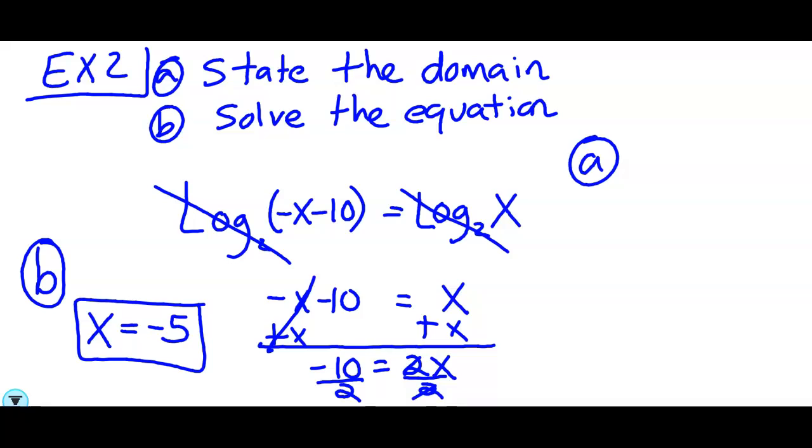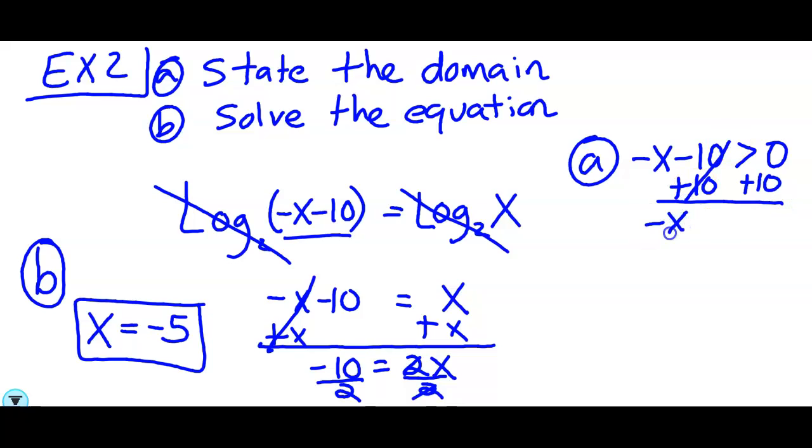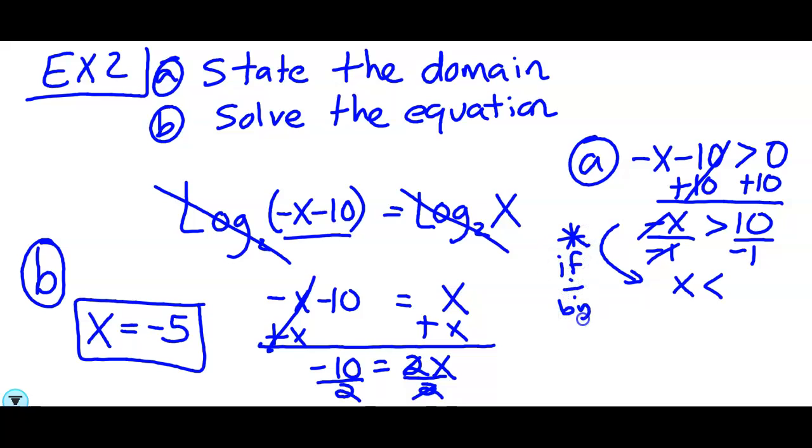So how do you find the domain? You take the argument, and you make it greater than 0, right? Do you guys remember what special thing happens when you divide by a negative? The little inequality flips around. You might want to put a star next to that. If you ever divide by a negative, flip the inequality. Okay, so this means that x has to be less than -5, right?